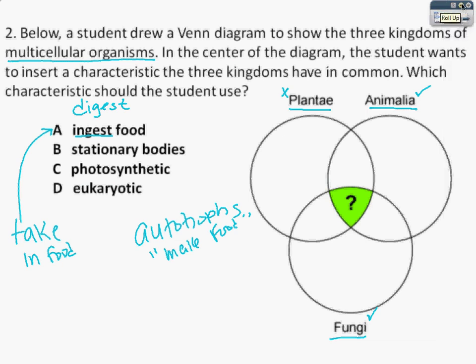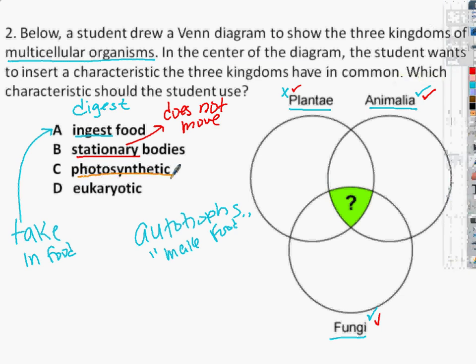We have B, stationary. What does stationary mean? Well, stationary means does not move. Plants, they're stationary. Fungus, those mushrooms growing out in your yard, they move? No. Animals. All animals move except for a couple of them. And just like with the plants, there are some plants that eat. There are some animals that don't move, I'm sorry. Well, you're looking for the best answer. So that's not going to be the correct answer.